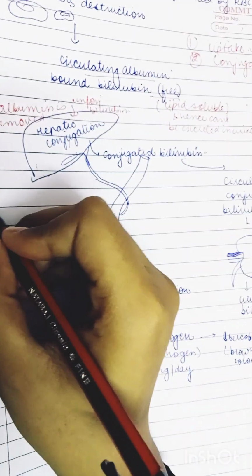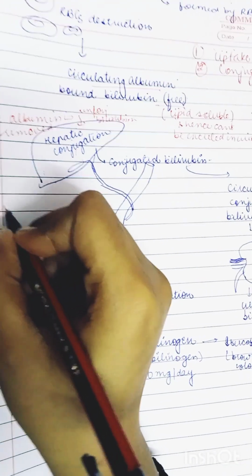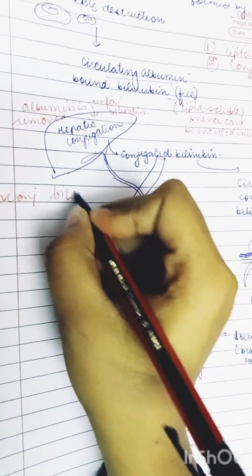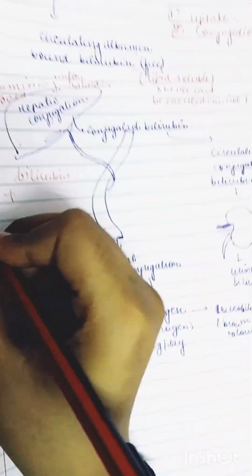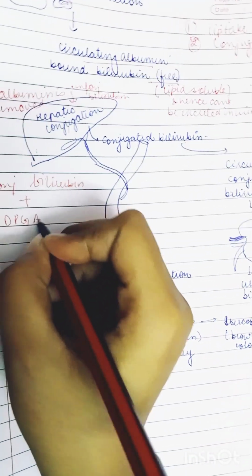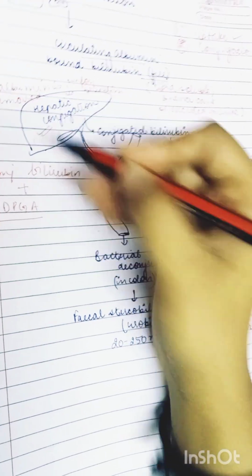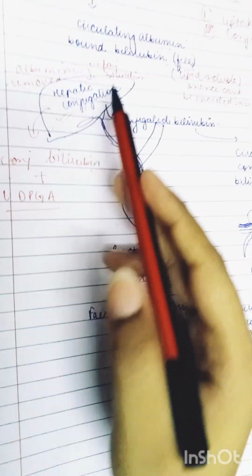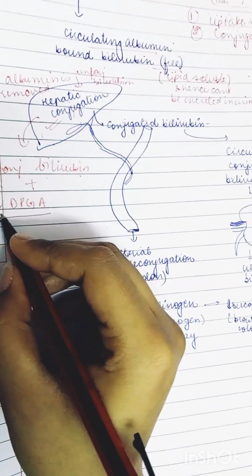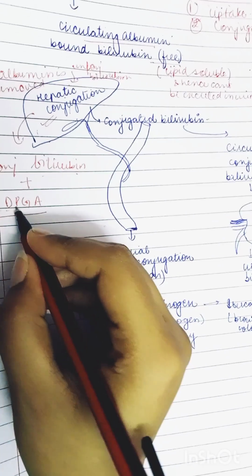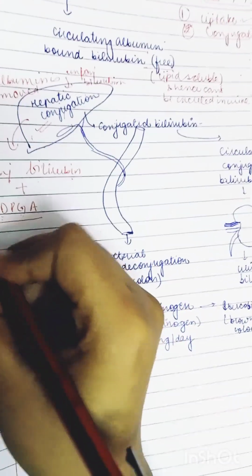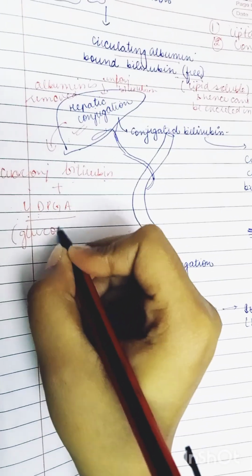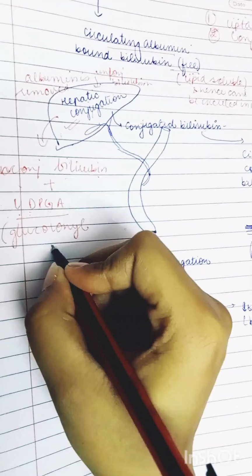This unconjugated bilirubin is conjugated with UDPGA. This process is hepatic conjugation. What is hepatic conjugation? Unconjugated bilirubin entering the hepatic cells is conjugated with uridine diphosphoglucuronic acid, and it is catalyzed by the enzyme glucuronyl transferase.